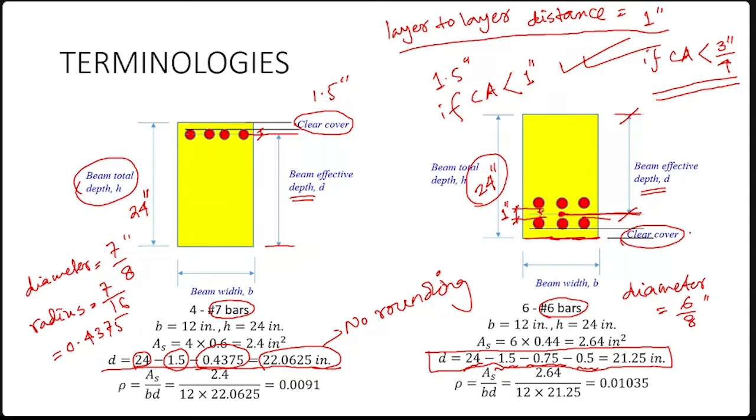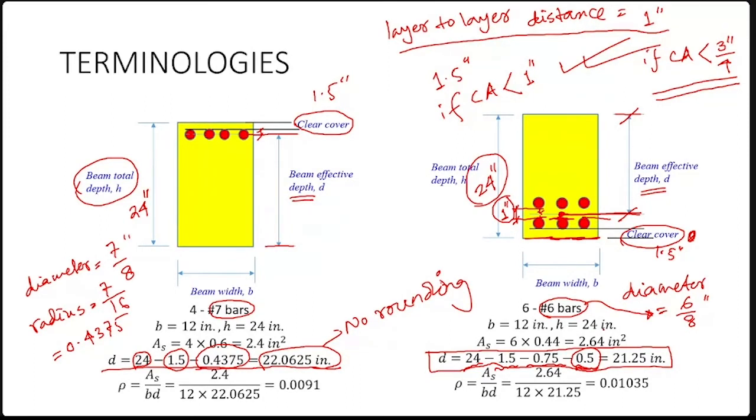Number one, you need to subtract the clear cover, 1.5 inches. Then you subtract the bar diameter. For a number 6 bar, it is 6/8 inches. Then you need to subtract half of the layer to layer distance. If the layer to layer distance is 1 inch, half of it is 0.5 inches. So this is how you calculate effective depth. Can you just have a look and try to understand?